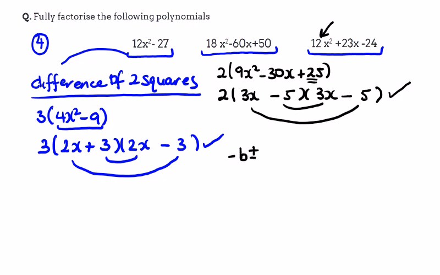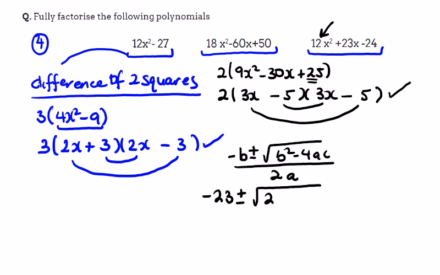Now let's see how quickly we can do the minus b formula. Minus b plus or minus the square root of b squared minus 4ac over 2a. What I want you to do is to try and factorize it while I'm using the minus b formula without a calculator. So off you go. I'm going to do minus 23 plus or minus the square root of 23 squared minus 4 by a, which is 12, by c, which is minus 24, all divided by 2a, which is 2 times 12.